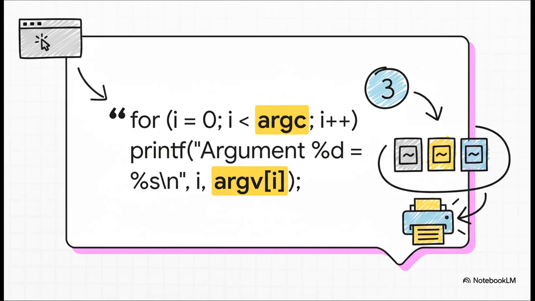So how do we actually get at this stuff in our code? Well, take a look at this short program. This is the classic example. It's just a for loop that starts at i equals 0 and runs as long as i is less than argc, our argument count, and inside that loop, it just prints out each string from the argv array, one by one. This loop is the fundamental pattern you'll use over and over. And notice it prints them as strings using %s. That's so important. Even if you type a number like 10, it comes into your program as the string "10", not the number. You'd have to convert it yourself if you wanted to do math with it.